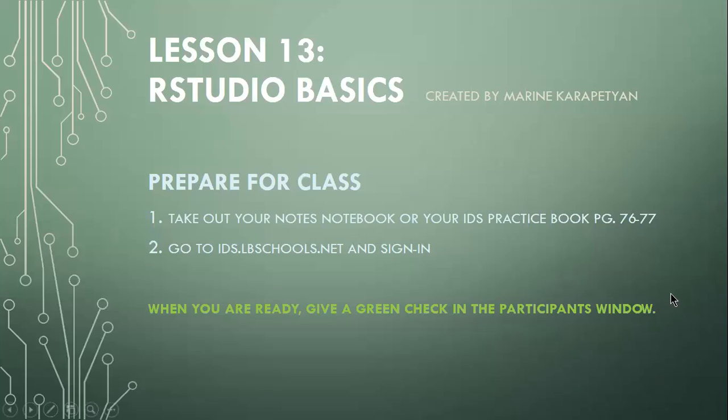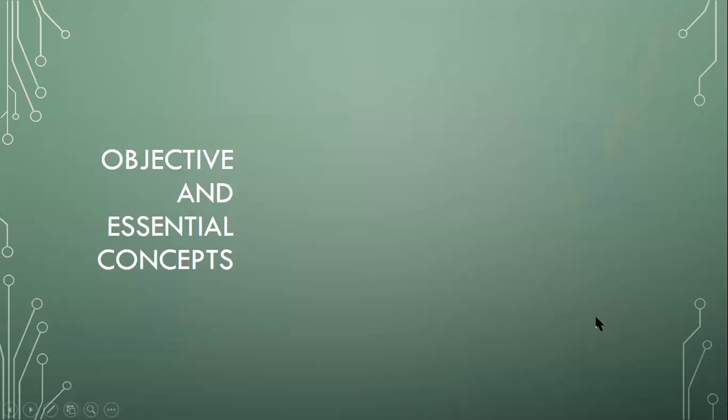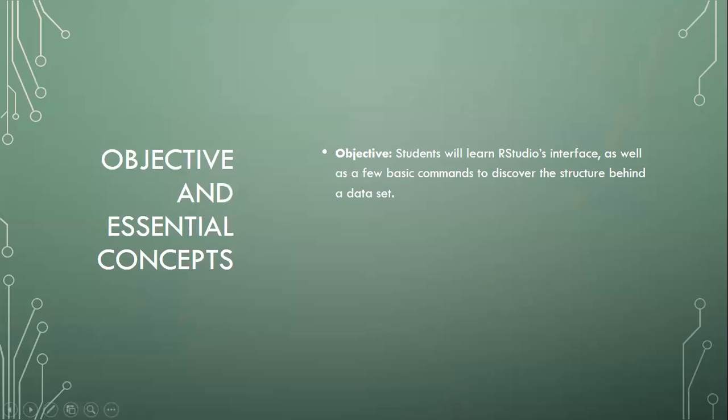You guys should already be signed into your idslbschools.net. All you need to do is flip over to your IDS practice book or continue opening with your notes. Our objective for lesson 13 is that students will learn Rstudio's interface as well as a few basic commands to discover the structure behind a data set. Okay, Evelyn.